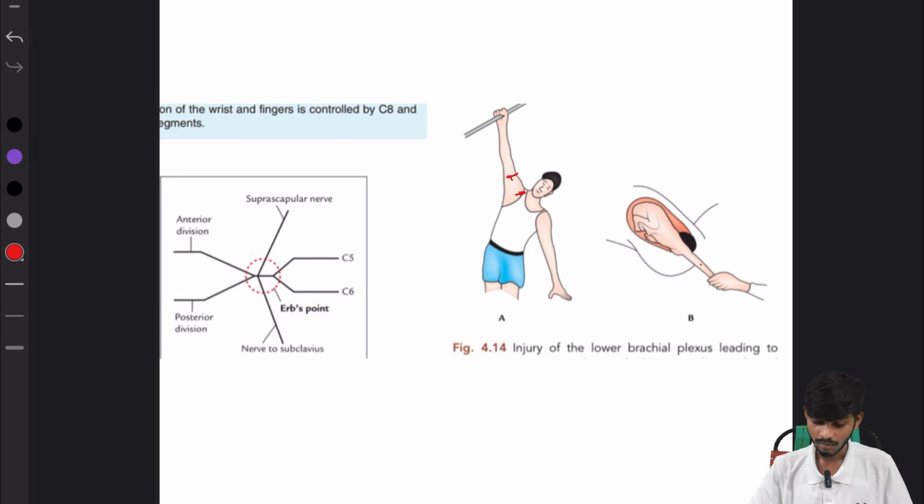See, these are the upper brachial plexus paralysis. It is also called as Erb's point, which involves 6 nerves. C5, C6 roots are going to give upper trunk. Upper trunk gives nerve to subclavius, suprascapular nerve, and the upper trunk divides into anterior division and posterior division. These all 6 nerves are involved in Erb's point.